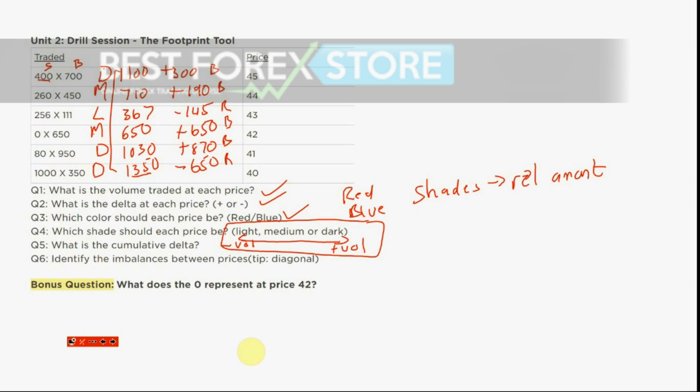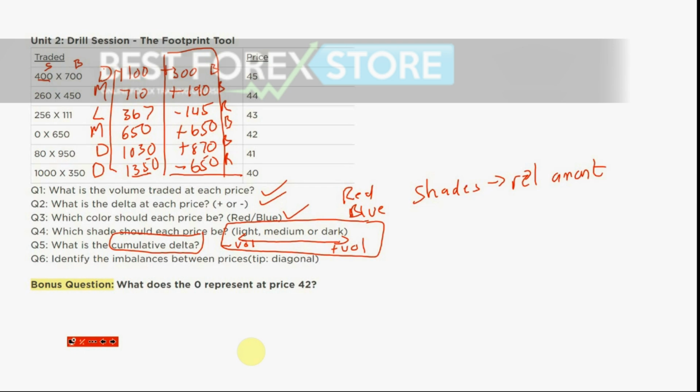Alright then, what is the cumulative delta? Very simple. To get the cumulative delta, you just add up all of these prices together. You will find that over this series of 6 prices within this rotation, we can very clearly see that the buyers have won this rotation and they've had a net positive impact on the market in this rotation.